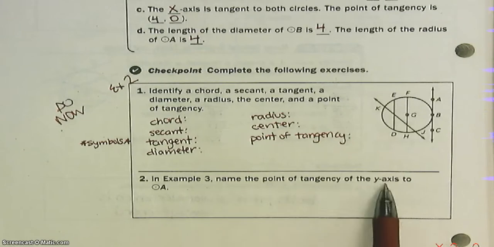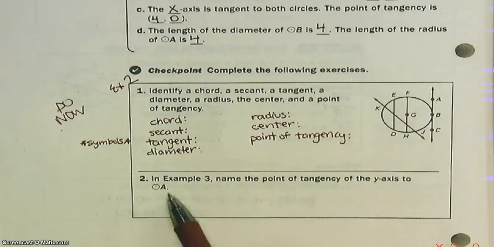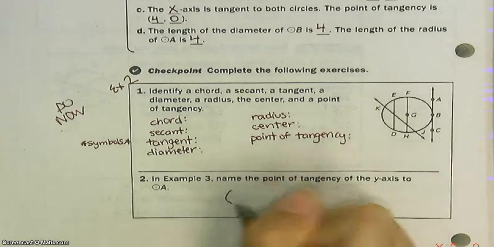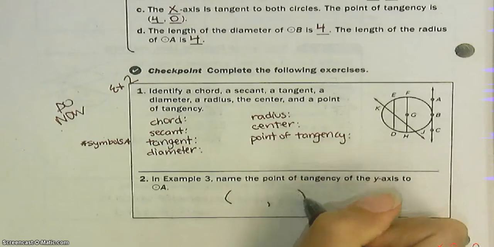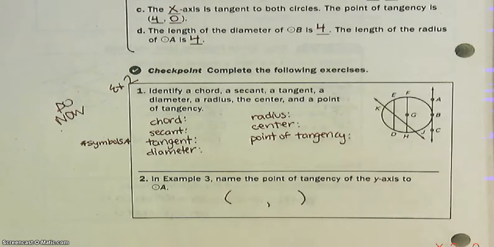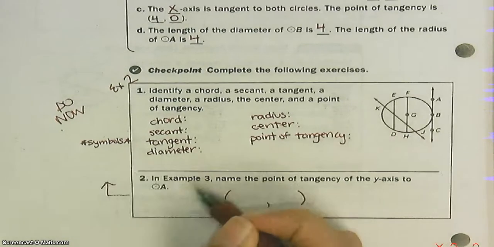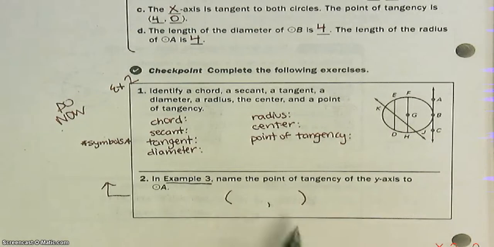So it's saying, where does the y-axis touch circle A? You need to tell me the point. So you need to go back up to example 3 and look and see where the y-axis touches circle A.